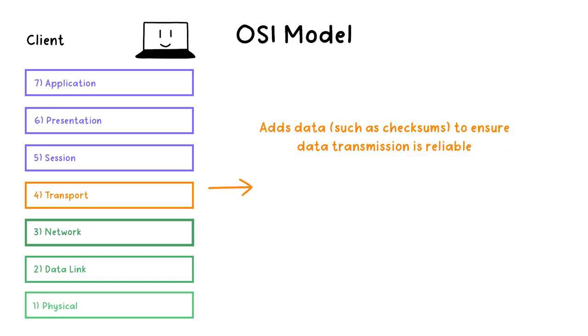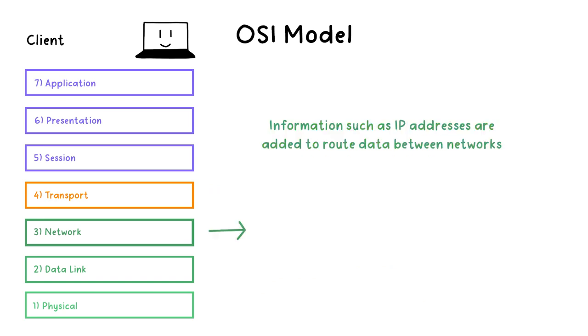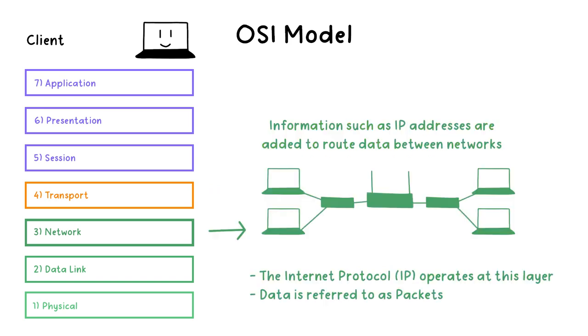On the next layer down, we have the transport layer, responsible for ensuring that the data transmission is reliable, performing error correction and flow control between devices in a network by adding data such as checksums, using protocols such as TCP and UDP. Layer 3 is the network layer. The data unit at this layer is a packet, which uses IP addresses to identify devices. Here, information is added to route data between multiple networks, such as the source and destination IP addresses.